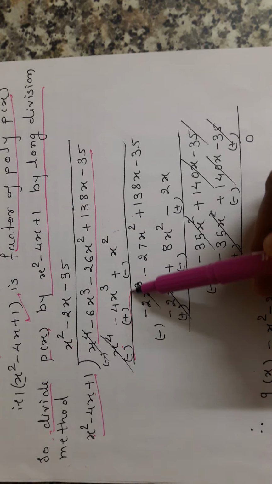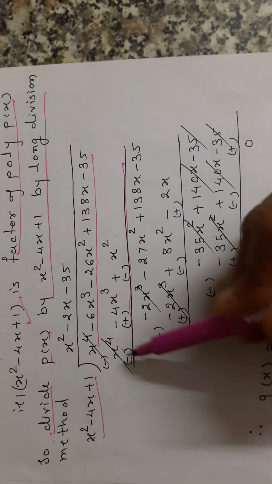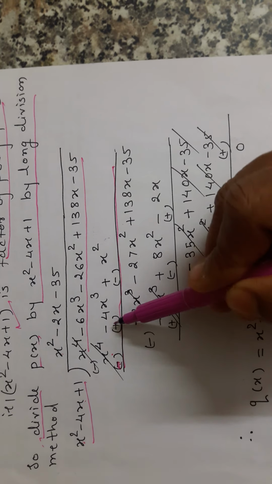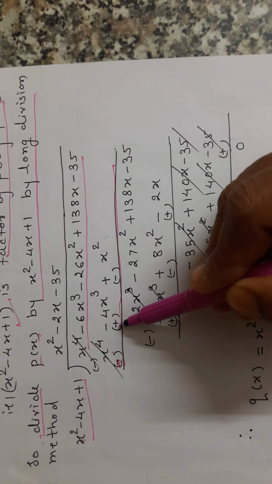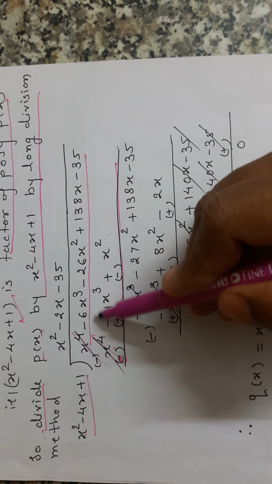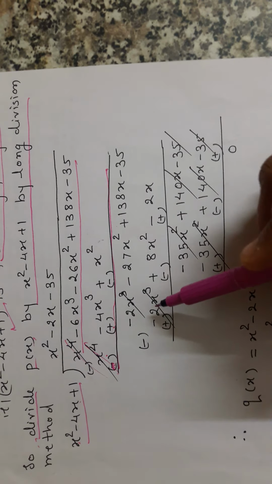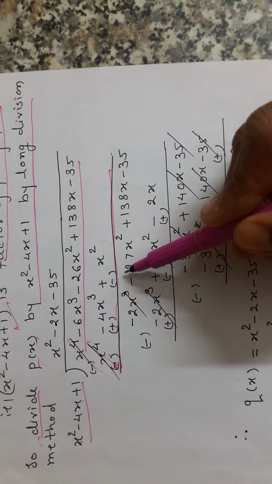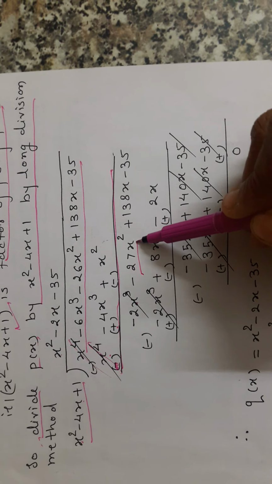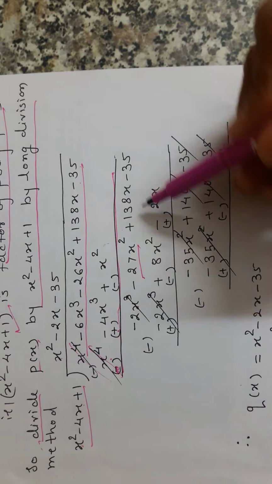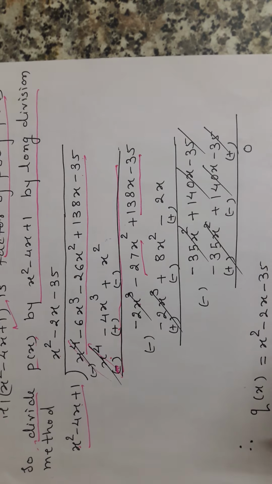Here everyone knows we are going to do a subtraction, so the signs of the second expression change. Minus becomes plus, plus becomes minus. This term will cancel. Minus 6x cube plus 4x cube is minus 2x cube. Minus 26x square minus 1x square is minus 27x square. 138x minus 35 we will write down as it is.